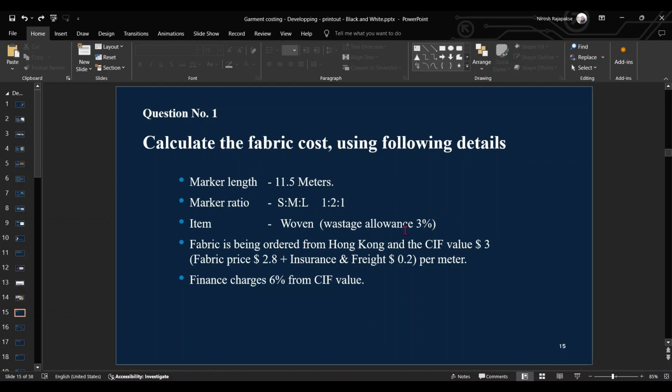Calculate the fabric cost using following details. Marker length 11.5 meters. Marker ratio small, medium, large 1 to 1. That means there are 4 pieces in the marker. Item is lower, so the wastage is 3%. Fabric is being ordered from Hong Kong, and the CIF value $3. It consists of fabric price $2.8 and insurance freight $0.2 per meter. Finance charges 6% from CIF value.